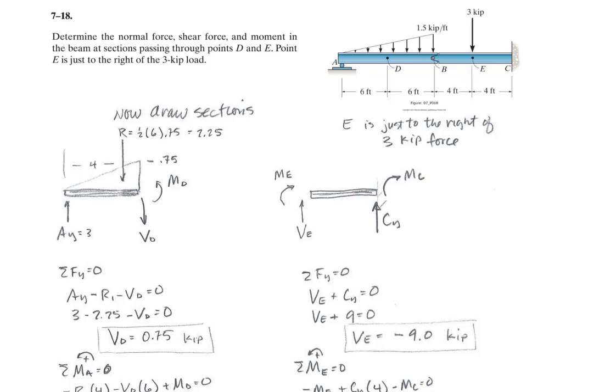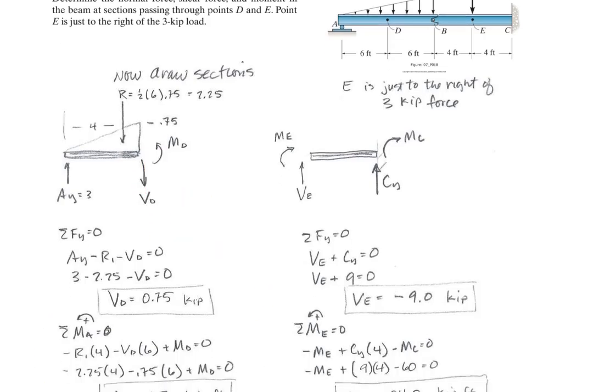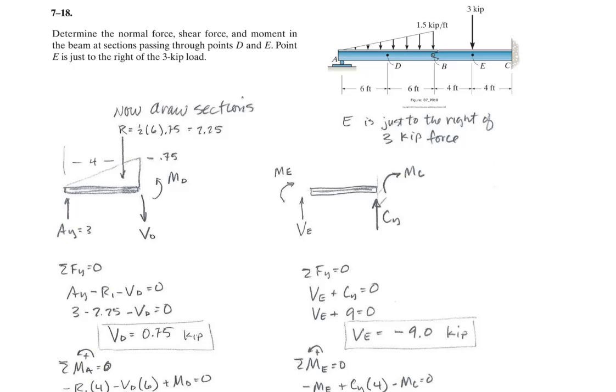All right, so over here at D, this is kind of conventional, or what we've done before. Draw the section here, write the positive shear, positive moment, solve for the shear and moment like we have already done. Over here at E, I just want to point out that point E is located just to the right of the load. In other words, the load is on this side and E is on that side.